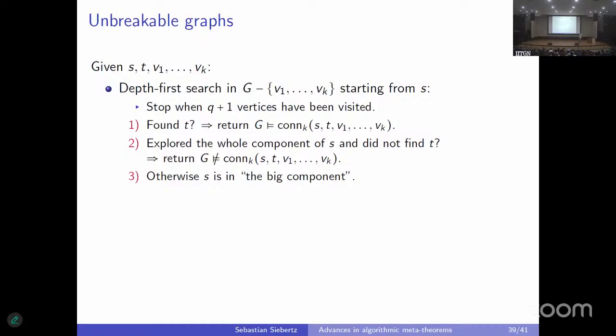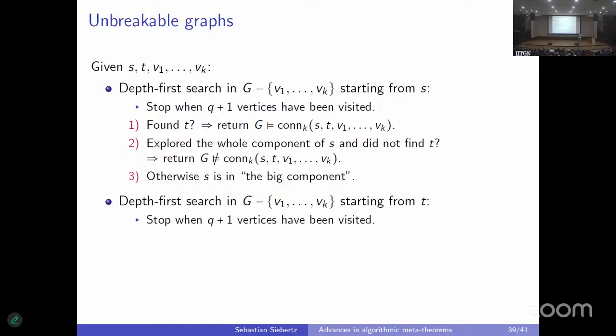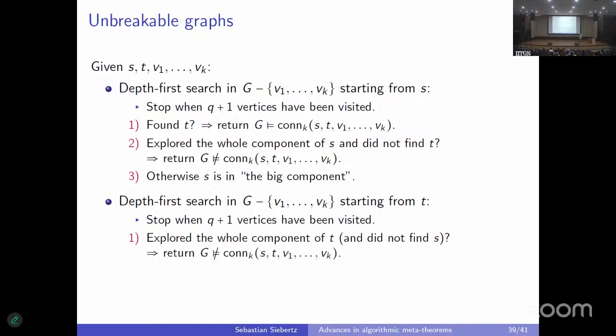Otherwise, if I did not explore the whole component, so if I encounter more than a few vertices, strictly more than two, I conclude that I'm in one giant component. Then we start with depth-first search from the vertex T. I do the same thing. If after Q plus one vertices I have explored the component and I didn't find S, I return that we are not connected. Otherwise, I conclude that T is also in a giant component.